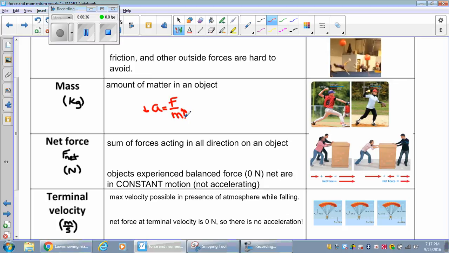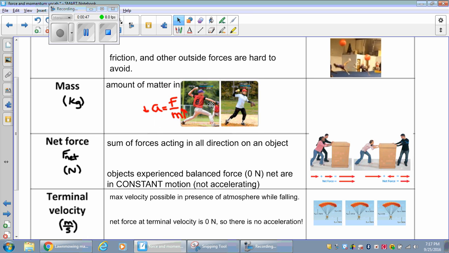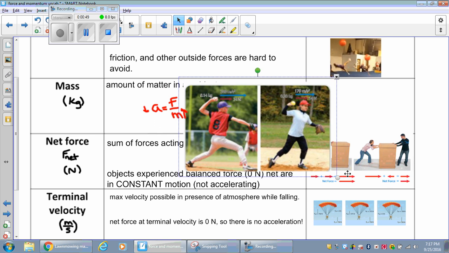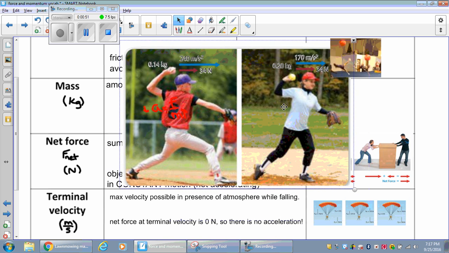You go to kick a box, and it's a really light box, so it has a small mass. You kick it with a certain amount of force, it's going to accelerate really quickly. But now if I have a heavier box, it is going to take a lot more force to get it up to that speed. So let's take a look at this picture here, right?